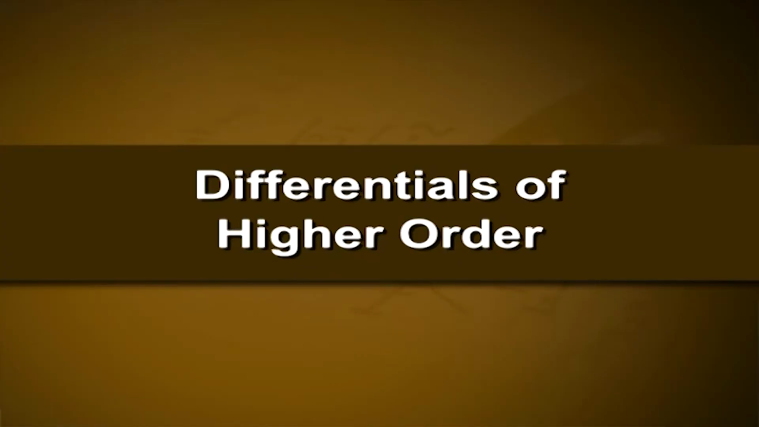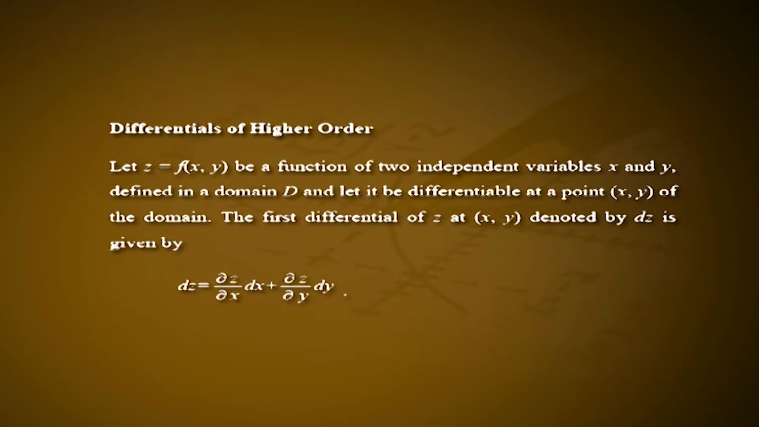Differentials of higher order. Let z is equal to f(x, y) be a function of two independent variables x and y defined in a domain D, and let it be differentiable at a point (x, y) of the domain. The first differential of z at the point (x, y), denoted by dz, is given by dz is equal to ∂z/∂x dx plus ∂z/∂y dy. If dx and dy are regarded as constants, and if ∂z/∂x and ∂z/∂y are differentiable at (x, y), then dz is a function of x and y and is itself differentiable at (x, y).